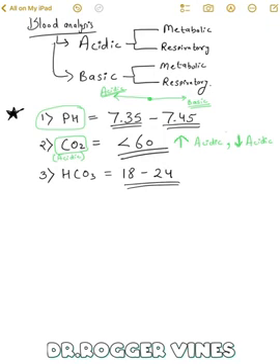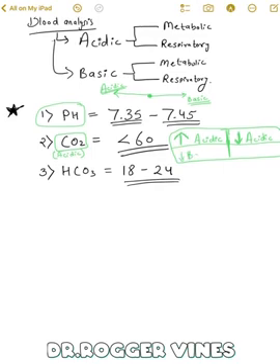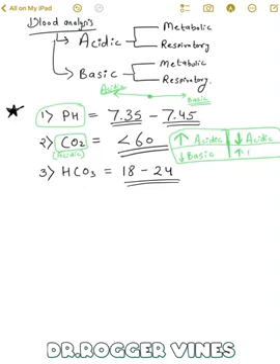Also, one more thing we can say: if the value is more than 60, it is more acidic, or also we can say it is less basic. And the same goes for a decreased level of CO2. What do we say for a decreased level of CO2? It is less acidic or more basic. You need to remember this first and second thing by heart. Just make a table and remember.